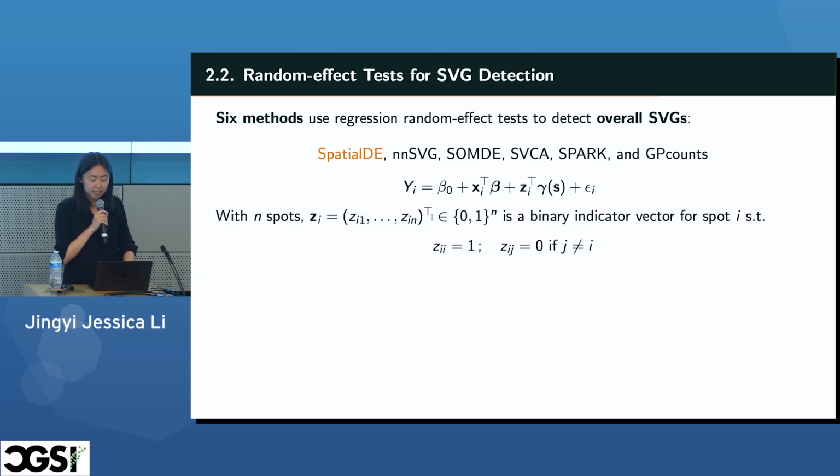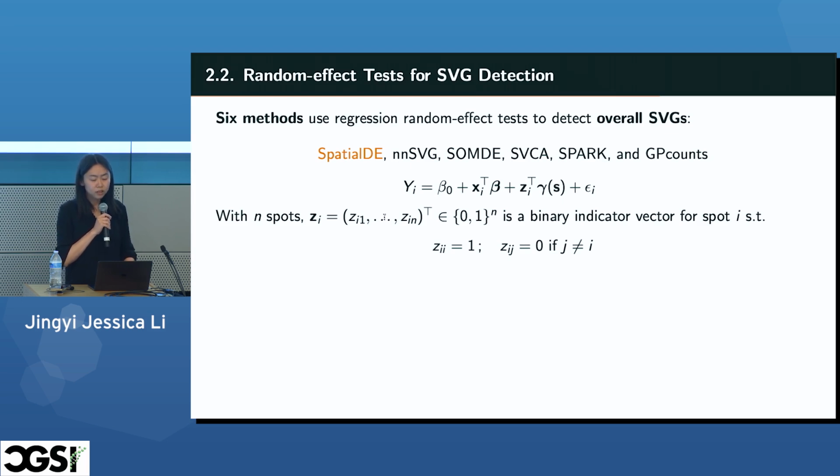So in this case, the spatial locations are encoded as a random effect covariate vector. This vector's length is the same as the number of spots. If you have n spots, then Zi is n-dimensional. So how do they code Zi? It's basically dummy coding. That is, every spot has one in its own dimension. So Zii is 1, and the other Zij, if j doesn't equal i, is 0. So you only have one 1 in this vector.